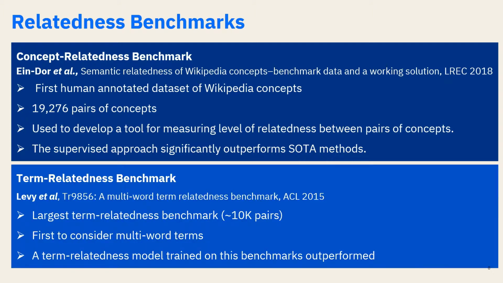At earlier stages of the project, we created a term relatedness benchmark, which has been used to learn a model for measuring similarities between terms. Besides being the largest term relatedness benchmark, one of its main advantages compared to its counterparts is that it includes not only unigrams but also multi-word terms which are ubiquitous in natural language.